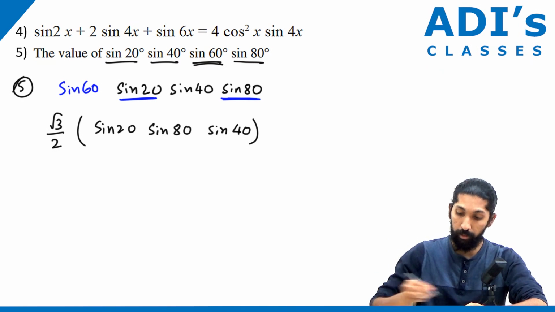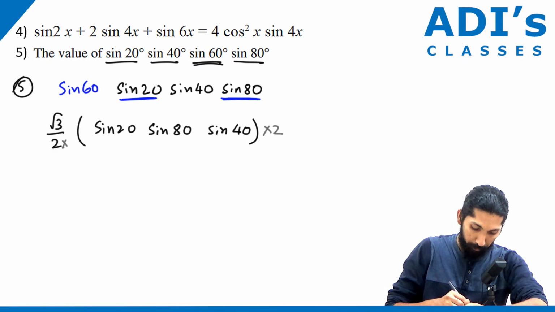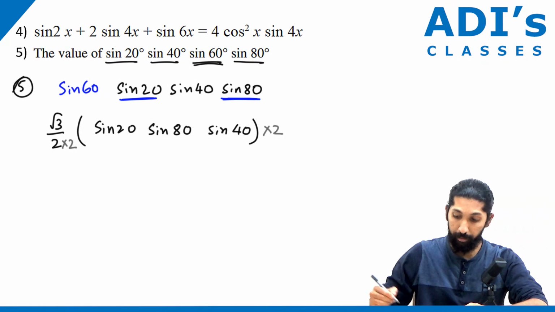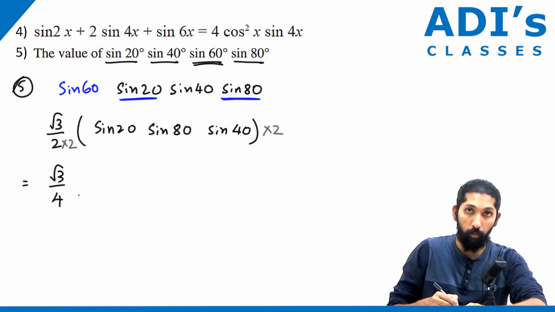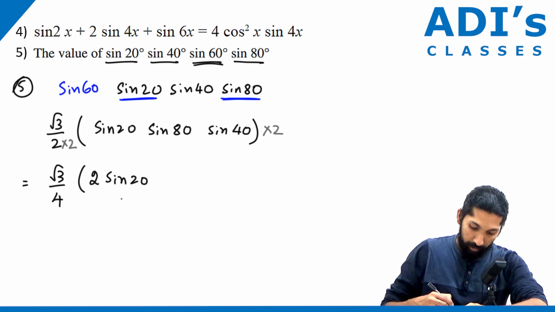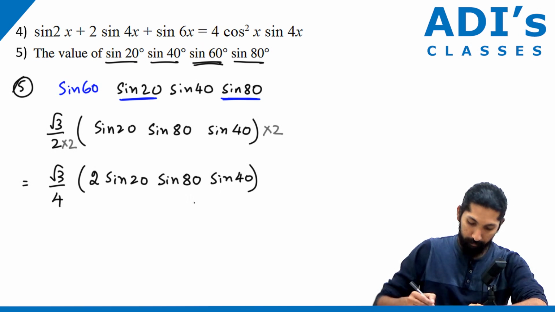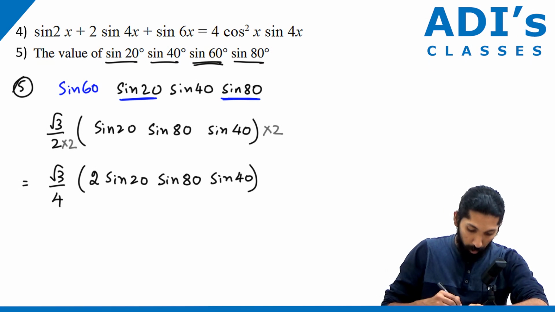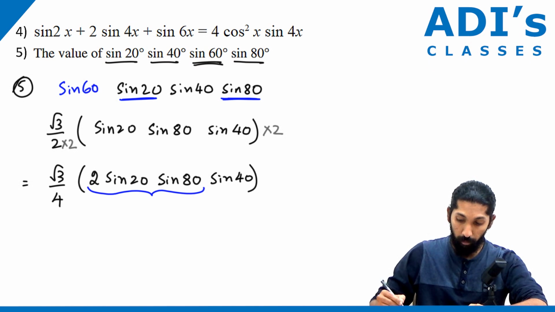That means here what we are doing, you multiply this by 2 and you divide this by 2. Okay, multiply and divide by 2. So this becomes root 3 divided by 4 into 2 sin 20, correct? Sin 20 into sin 80 into sin 40. Now what you do, you group this. You take this. Now let's first write down the formula what we know.